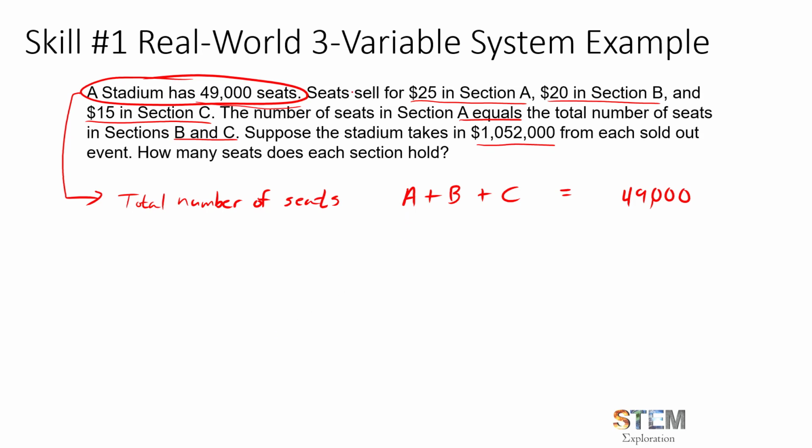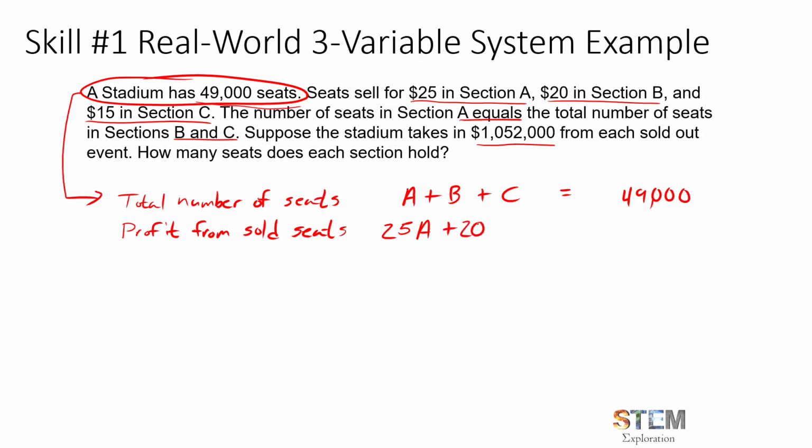Now I see that seats sell for $25 in section A, $20 in section B, and $15 in section C. So what I'm going to look at here is the profit from sold seats. From each seat in section A that I sell, I make $25. So I'm going to go 25 times A, and that way, however many seats in section A that I sell will be multiplied by $25.